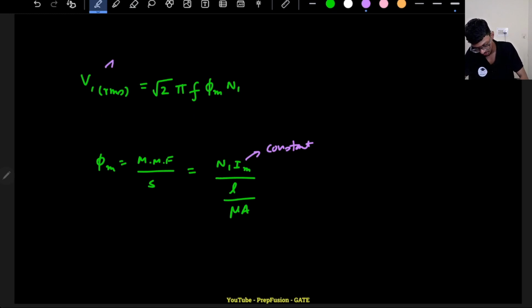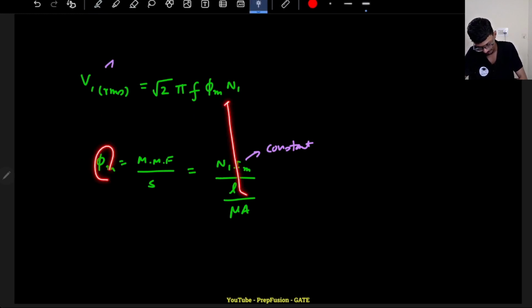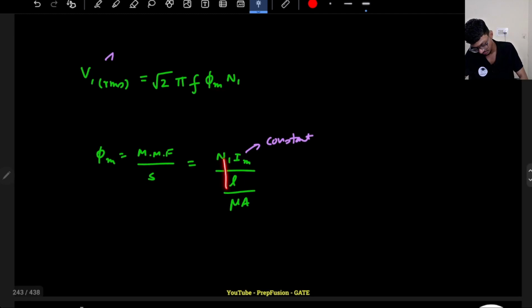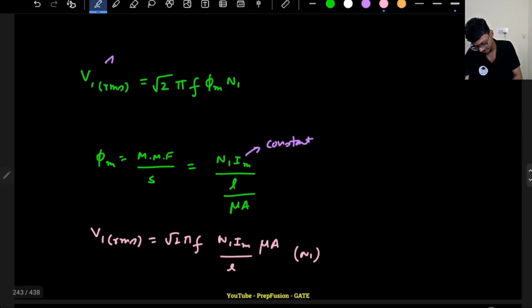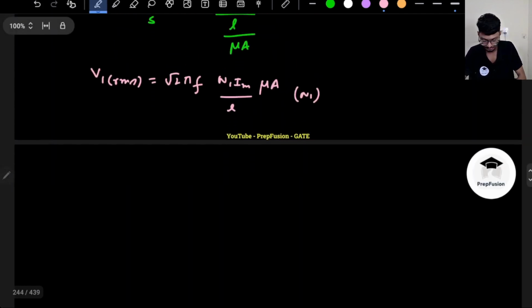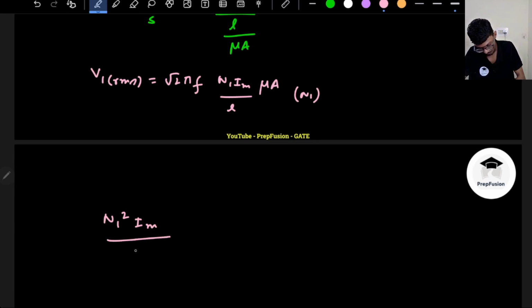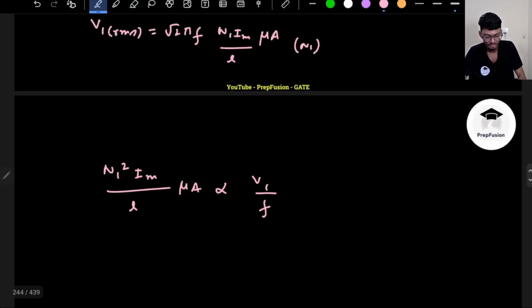And this V1 RMS is also constant, f is also constant. So I will replace this phi m in this equation. If I replace phi m here, my V1 RMS is equal to root 2 pi f times n1 Im mu A divided by L into n1. So ultimately I can directly say that n1 square Im mu A by L is basically proportional to V1 by f. That is what I can comment.